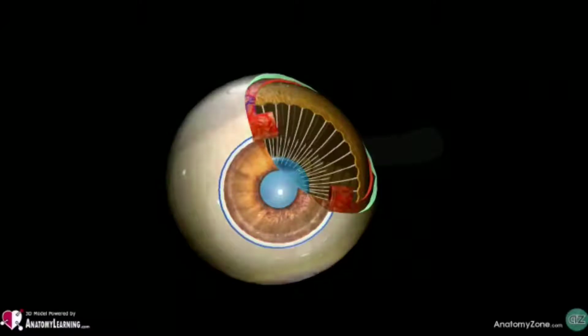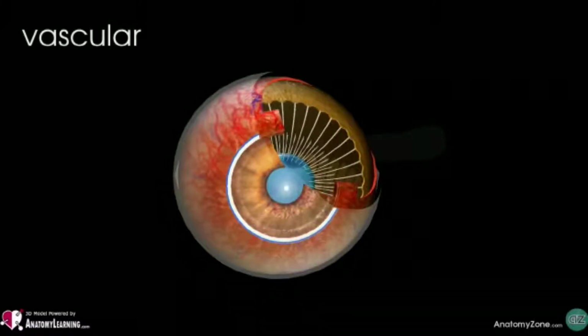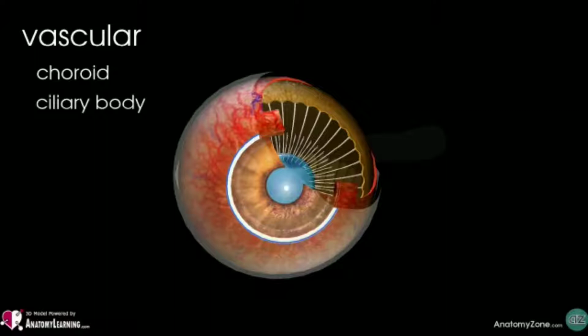The vascular layer of the eye lies underneath the fibrous layer. It consists of three continuous parts: the choroid, the ciliary body, and the iris. The choroid is a layer of connective tissue and blood vessels. It provides nourishment to the outer layers of the retina.